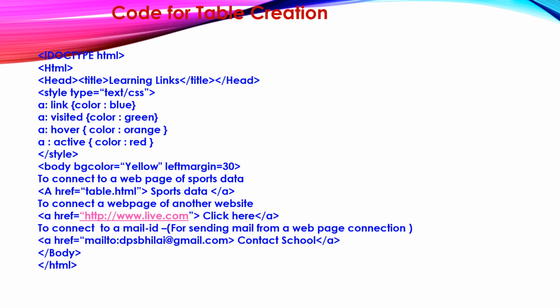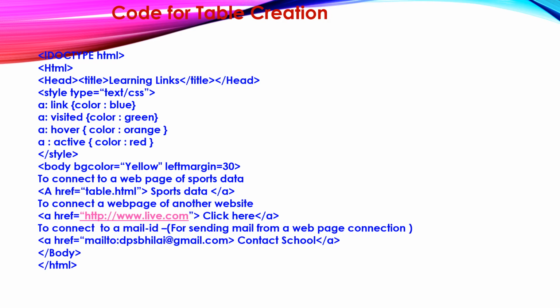Now I have designed one web page. In that I have written a href equal to table.html, with hyper reference. I have given the name table.html. Then I wrote sports data, then slash a. What does it mean? On the web page, sports data will appear as a link. If I click on sports data, the table.html web page will open.